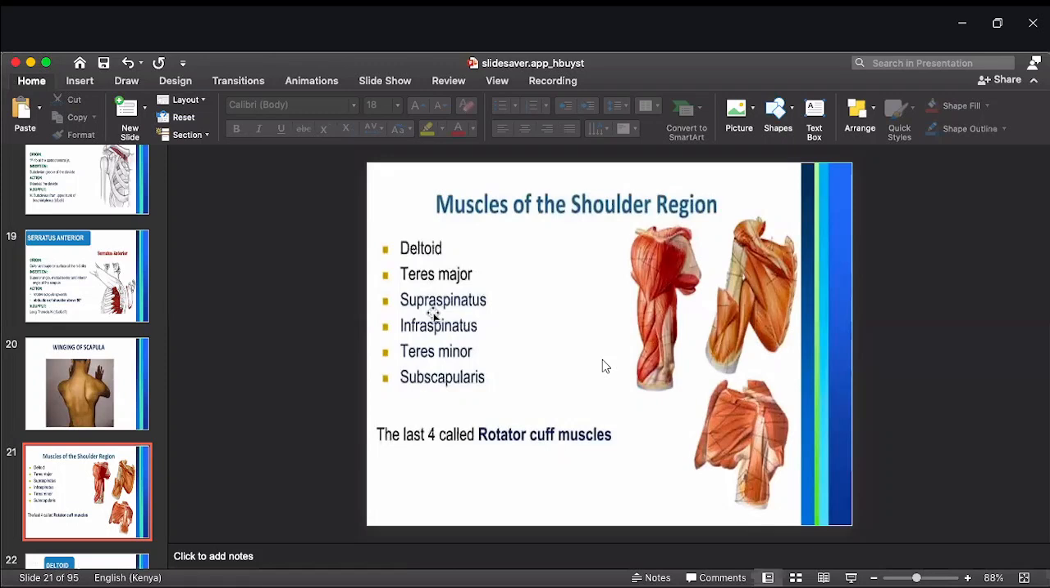The following muscles form part of the rotator cuff muscles. If you put teres minor and major there, and then say minor is not part of the rotator cuff, you will miss it. Teres major is the one that's not part of the rotator cuff muscles. Teres minor is. So you are guided there.